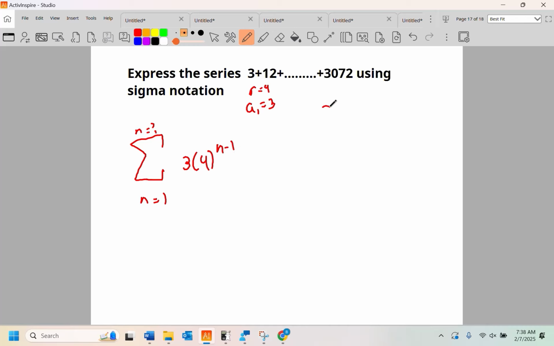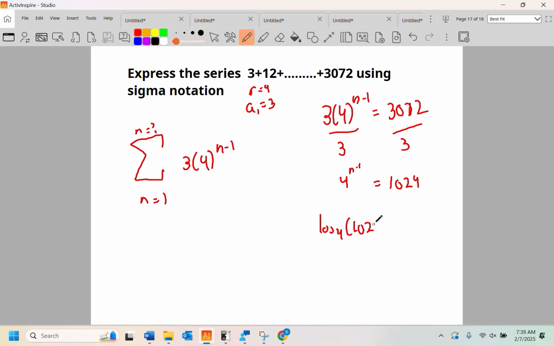But since I was able to write this, I know that 3 times 4 to the n minus 1 must equal 3072. Isolate the base, divide both sides by 3. That'll give you 1024 is equal to 4 to the n minus 1. Now, I happen to know that 4 to the 5th is 1024, but you might not. So I'm going to do a log whose base is 4, its argument is 1024, and it equals n minus 1.